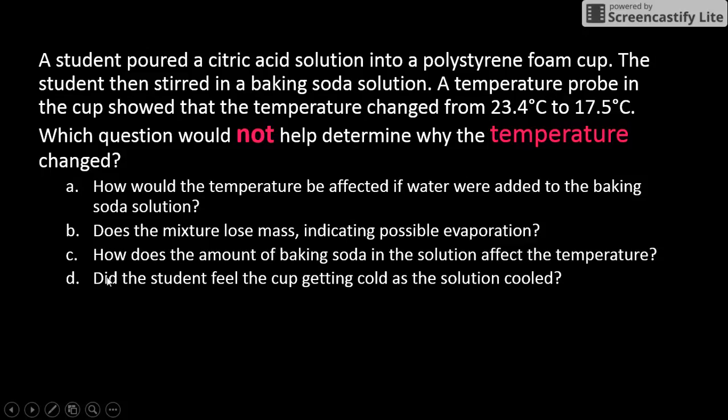Let's just make sure the other two are talking about temperature so we know the answer is B. C, how does the amount of baking soda affect the temperature? It mentions temperature. We know that is not what we're looking for. D, did the student feel the cup getting cold? Cold is a way to describe temperature. So the only one that does not mention temperature is B.